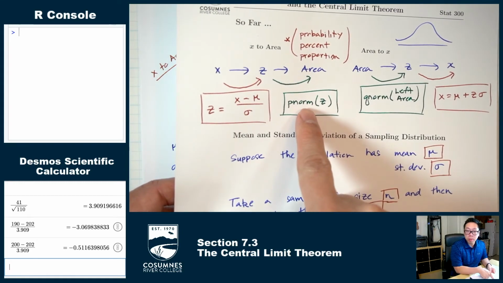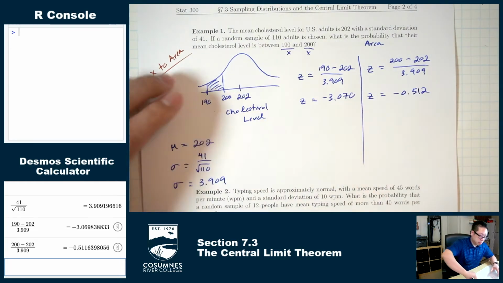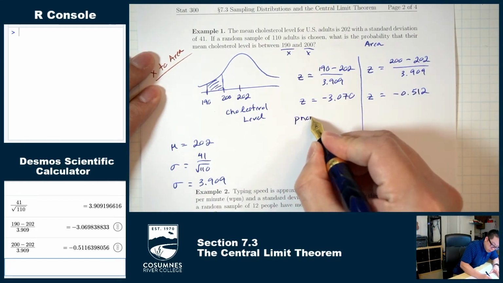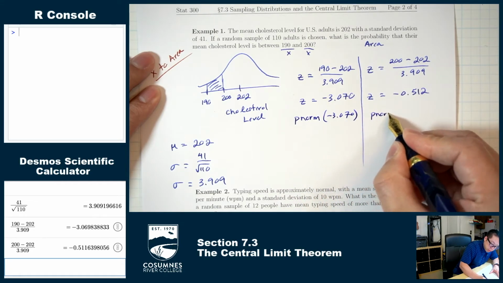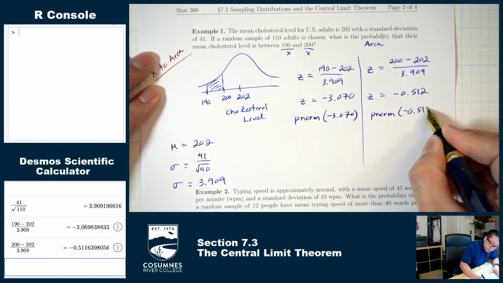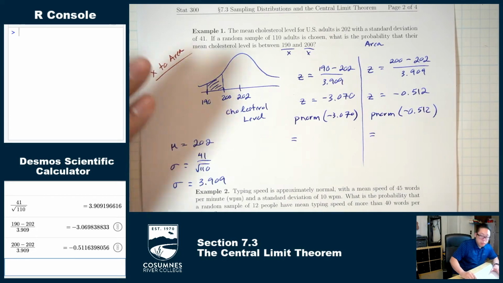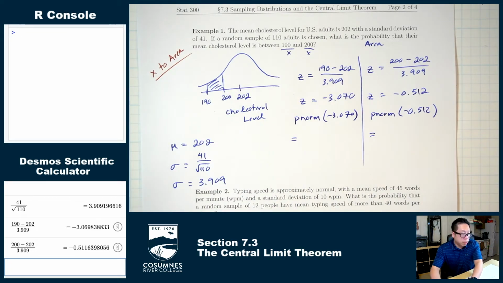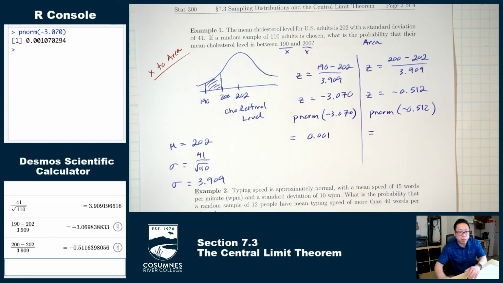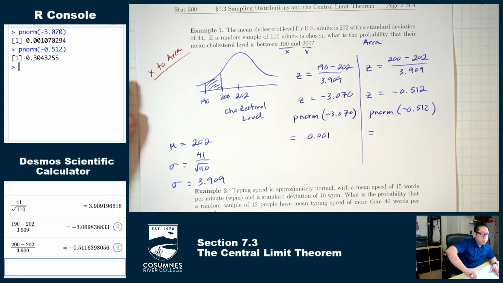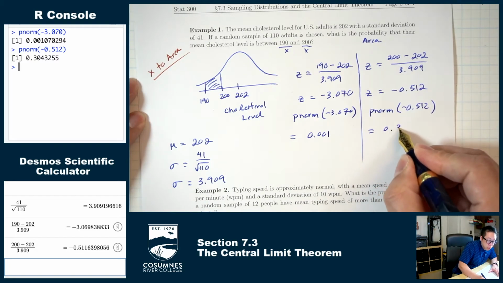Next step is to do p-norm of both of my z's. So we're going to p-norm this negative 3.070, and then we're going to p-norm negative 0.512. And this you do in R. So in R, p-norm negative 3.070. That's 0.001. Okay, p-norm negative 0.512. Rounded to 3 decimal places here, 0.304.